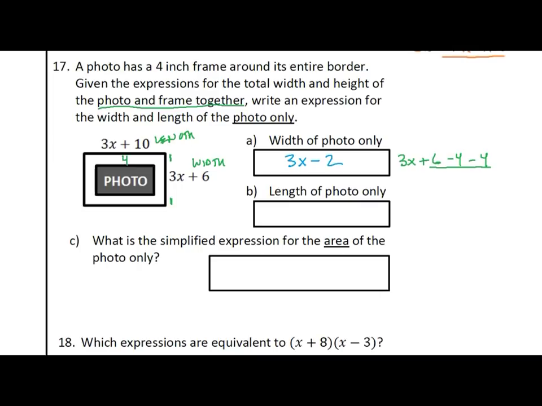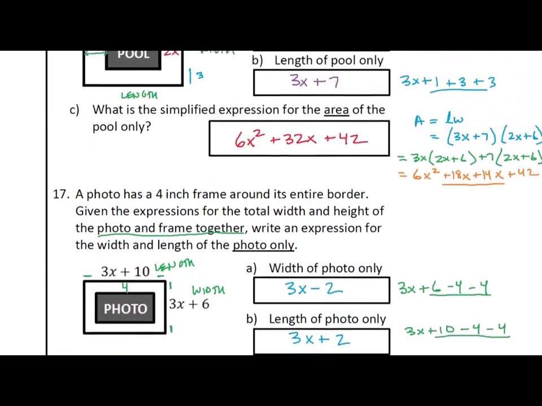Then let's take a look at our length. Our length starts off as 3x plus 10. That's the entire frame. We got to get rid of 4 inches on this side and 4 inches on this side to get down to the dimension or the length of the photo only. So we're going to subtract 4 and subtract 4 again. These are like terms. 10 minus 4 is 6, minus 4 is 2. So our length is going to be 3x plus 2.